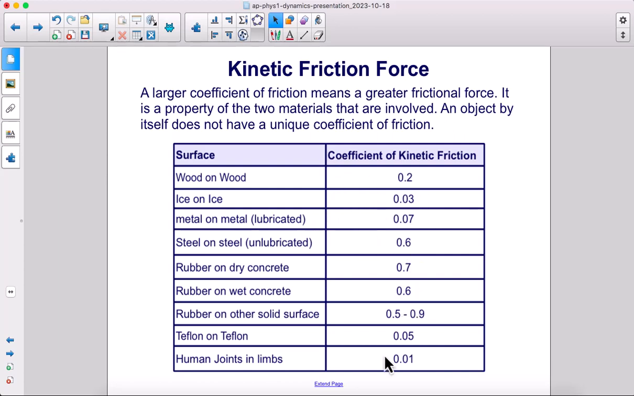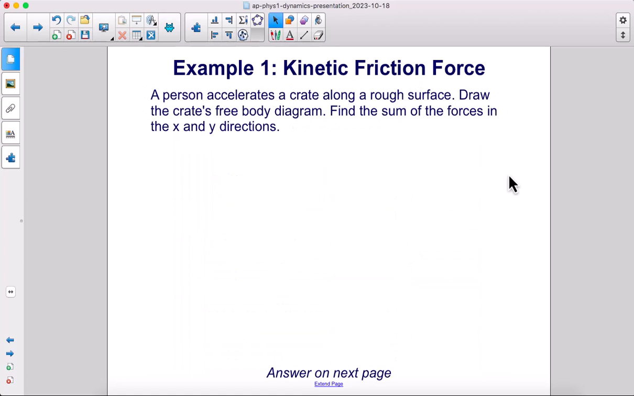So, for example, human joints in limbs have a very low coefficient of friction, 0.01, whereas rubber on dry concrete has a high kinetic friction coefficient of 0.7. A person accelerates a crate along a rough surface. Draw the crate's free body diagram and find the sum of the forces in the x and y directions.